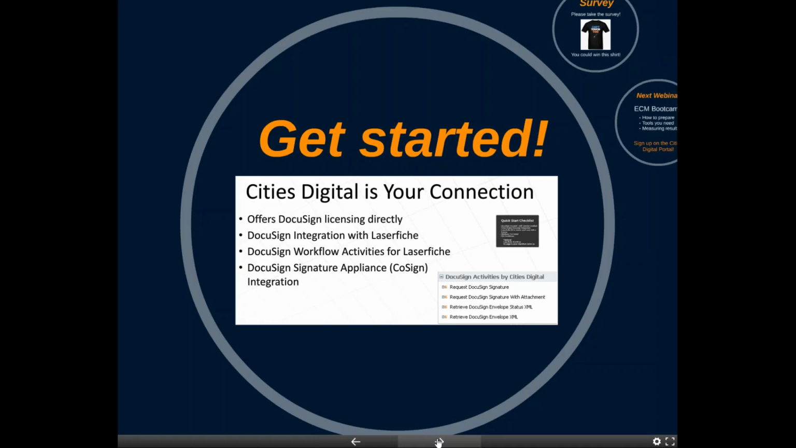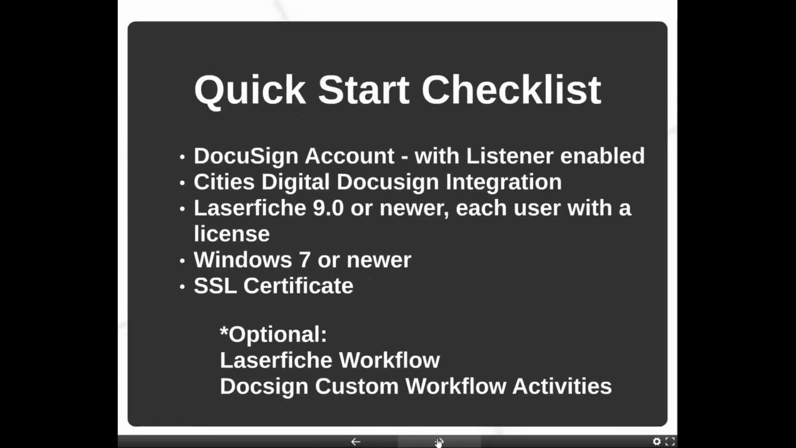So if you're ready to get started, here's what you need to get started with DocuSign. You need a DocuSign account with the listener enabled. That's important. That's what facilitates those communications between Laserfiche and DocuSign, back and forth. You need a Cities Digital DocuSign integration, Laserfiche 9.0 or newer. Remember that this DocuSign integration works with the thick client. Your workstation should be Windows 7 or newer. And then to facilitate these secure transactions on the server, you need an SSL certificate.